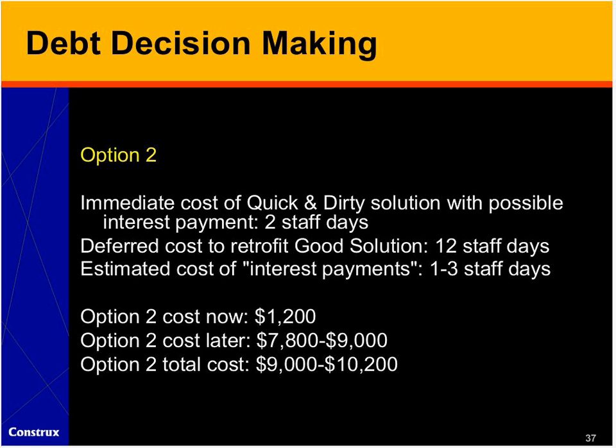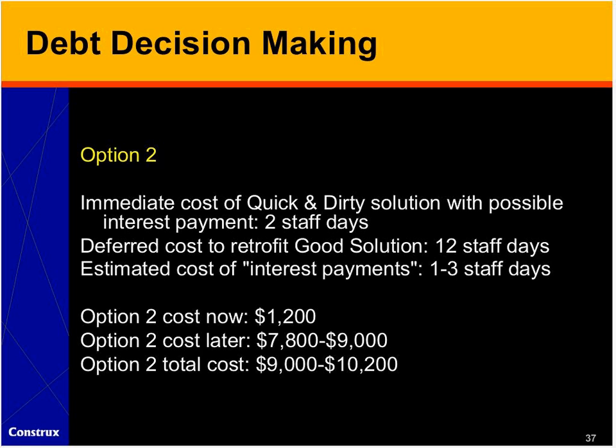And so the total cost here ends up being 15 to 18 staff days. The cost now is only $1,200 instead of $6,000. The cost later, when we get to the point of doing the deferred solution, will be $7,800 to $9,000, and our total cost will be basically $9,000 to $10,000. So certainly higher than the $6,000 of doing the good option now.